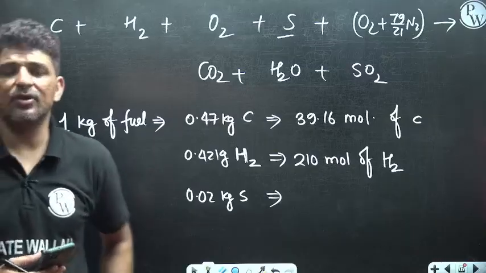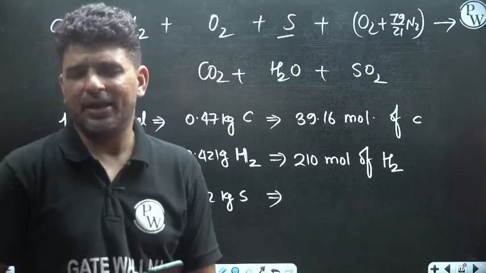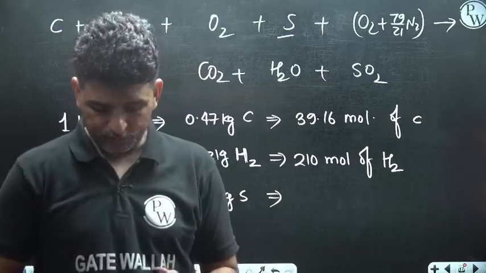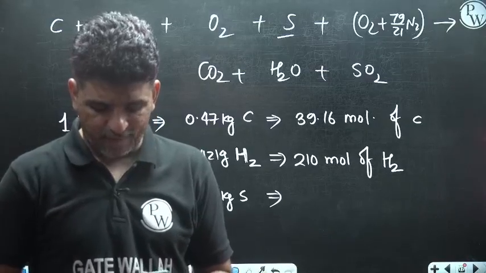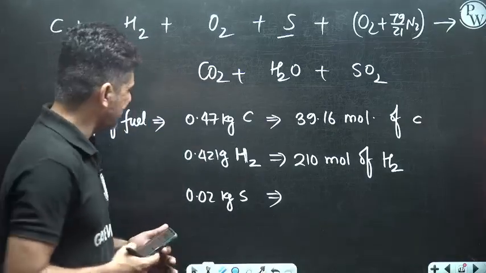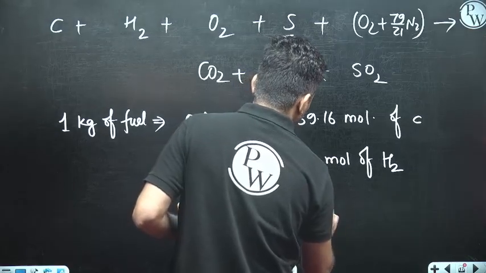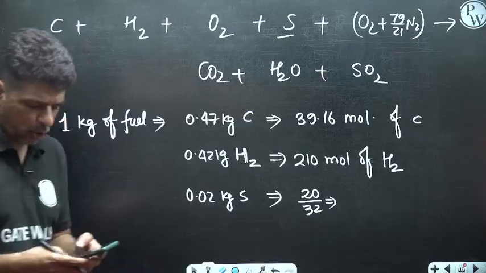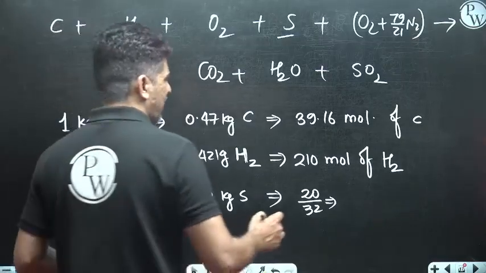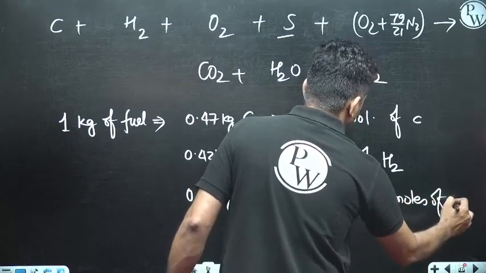So what is the atomic weight of sulfur? Atomic number of sulfur is 16. Atomic mass is 32. So molecular mass of sulfur is 32. So if it is 32, you can say 0.02 kg, or 20 gram, 20 divided by 32 moles of sulfur. So 20 divided by 32, that is 0.625 moles of sulfur.